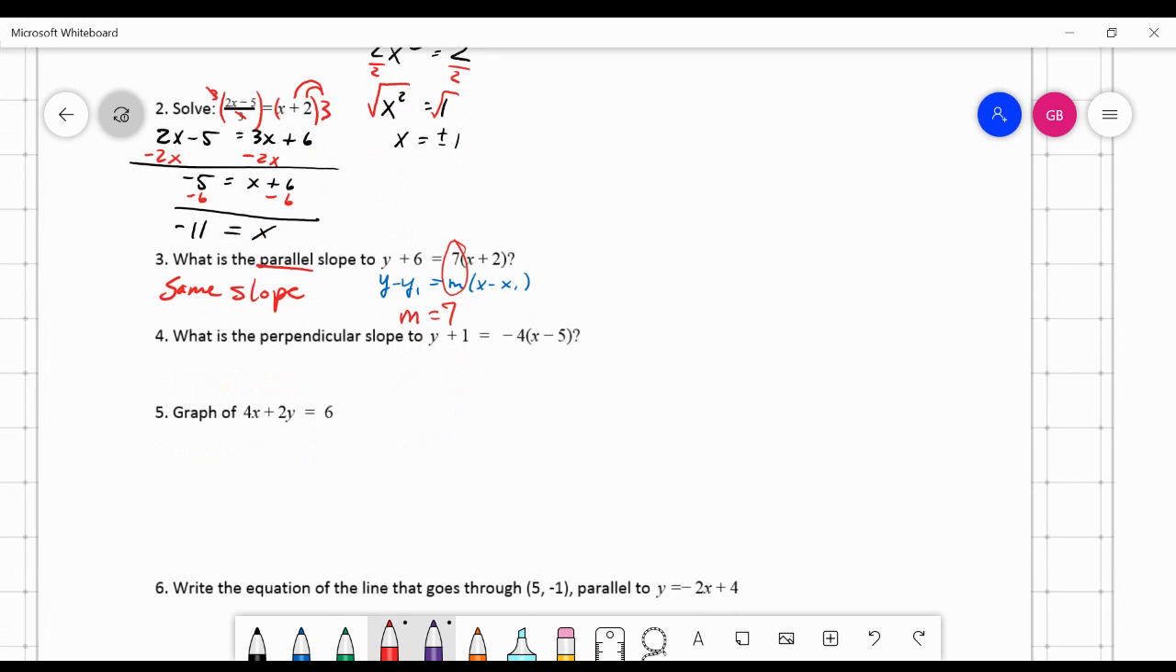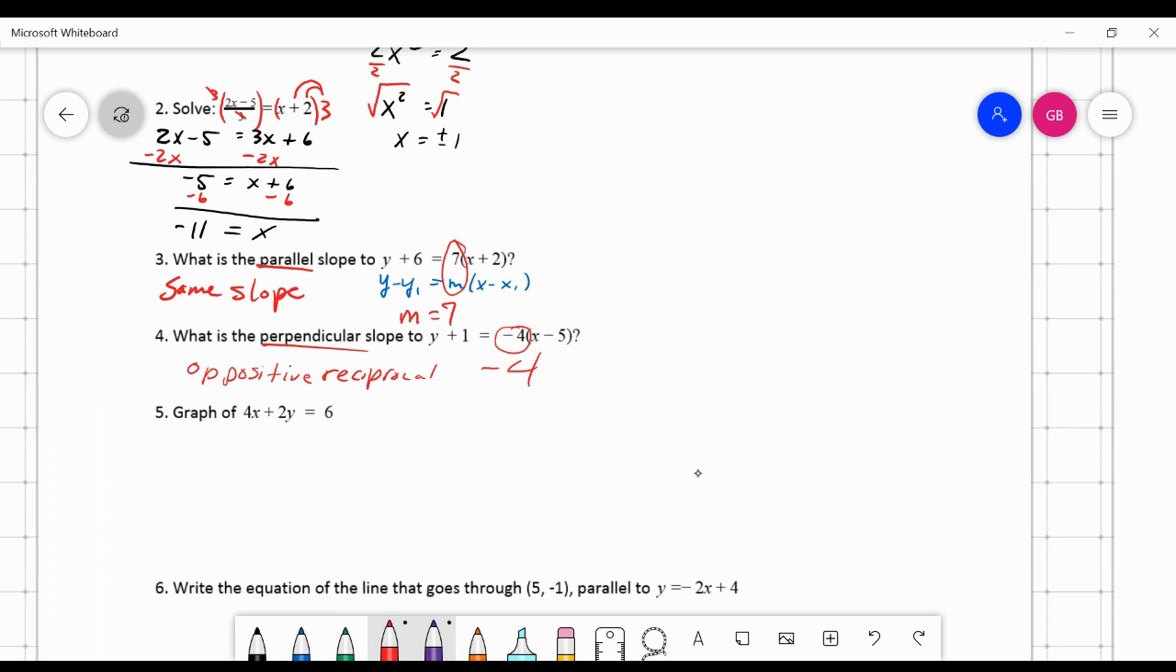What is the perpendicular slope to y plus 1 is equal to negative 4 times (x minus 5)? Again, I see that the equation is in point slope form like the one above. So here's the slope that's given. But the perpendicular slope has to be the opposite reciprocal.